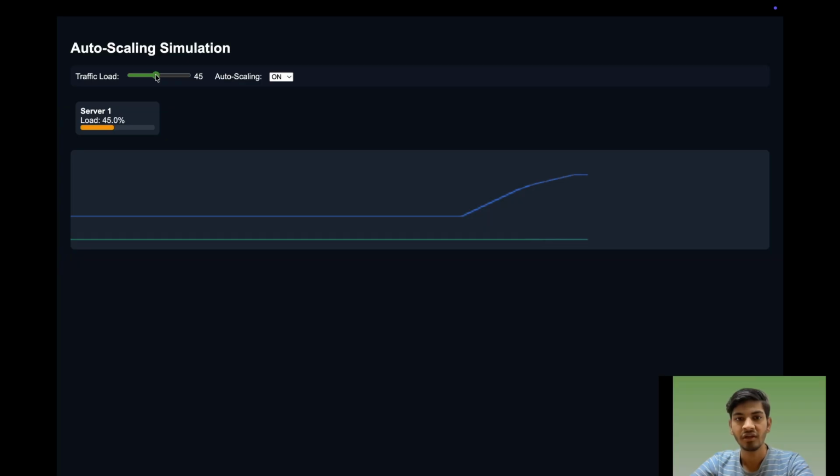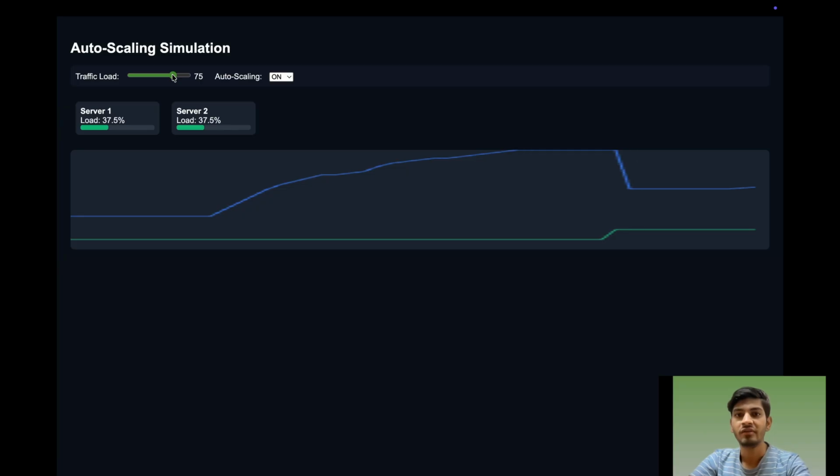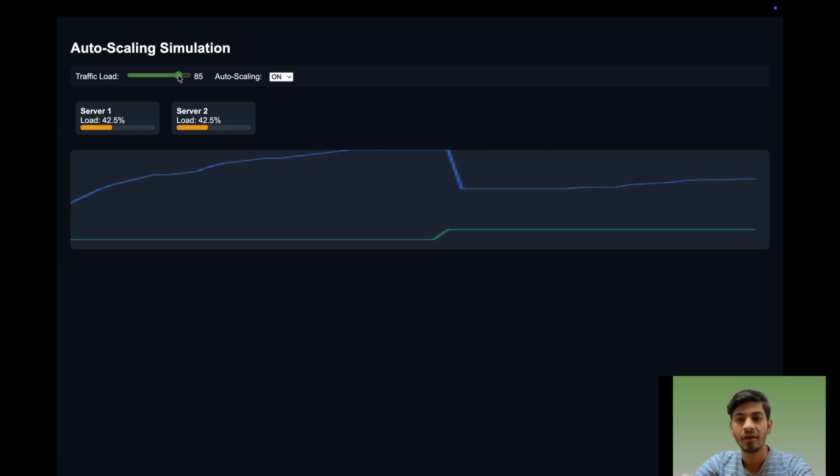I'll start with low traffic, and you can see we have one server and low latency. Now, as I gradually increase the traffic, watch how the load increases. After the threshold is crossed for a few seconds, the system automatically adds a new server. You can see the instance count rise on the graph, and the load begins to distribute across multiple servers.